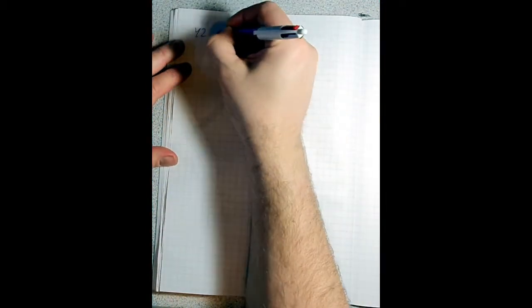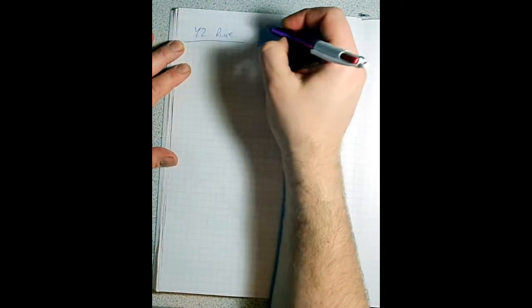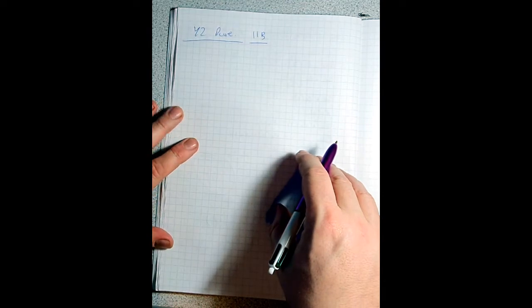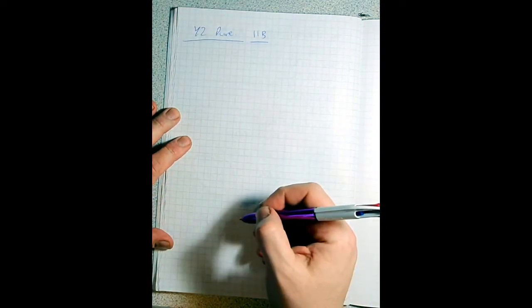Hi, this is the next video for the Year 2 Pure. We're looking towards exercise 11b. Now, this is where we need to be all over the chain rule for differentiation.